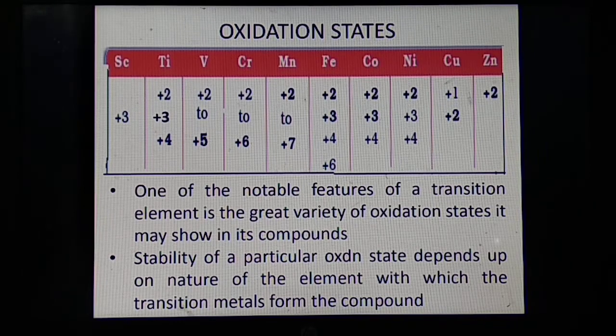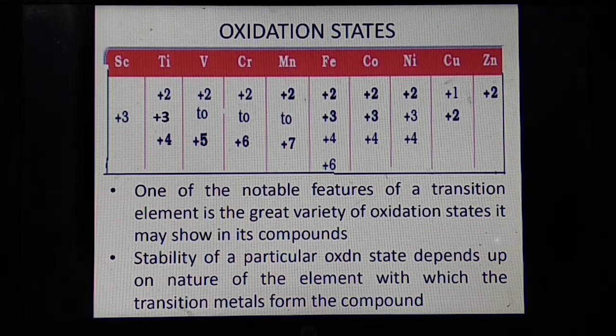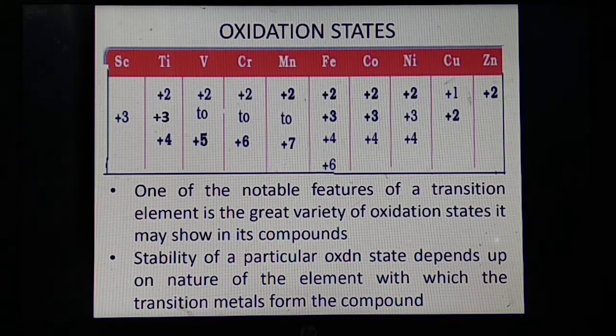One of the notable features of a transition element is the great variety of oxidation states it may show in its compounds. Students, do you know what is the reason behind this? The reason is very, very important, students. The energy of the n-1 d orbital and the ns orbital is comparable, that is, the energy difference is very less. So electrons can be lost from the d orbitals or ns orbitals. That's why it shows variable oxidation states.